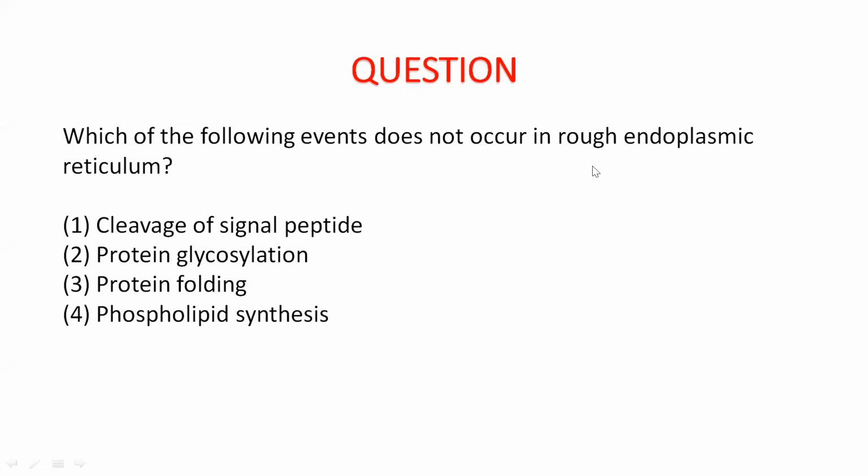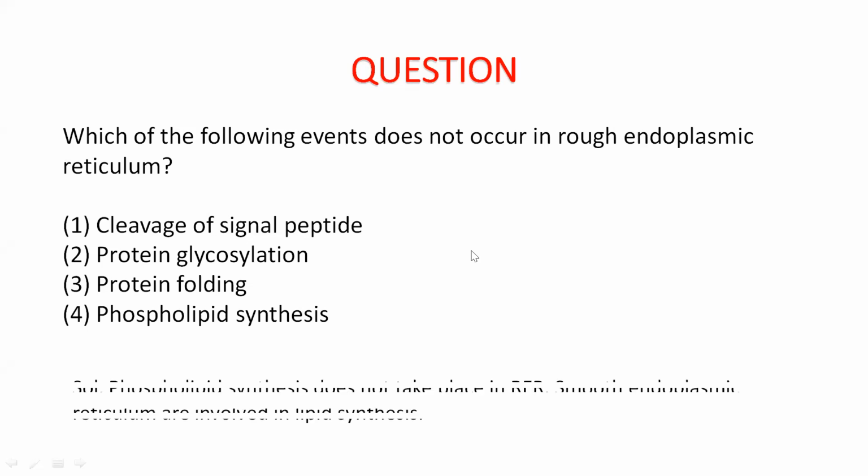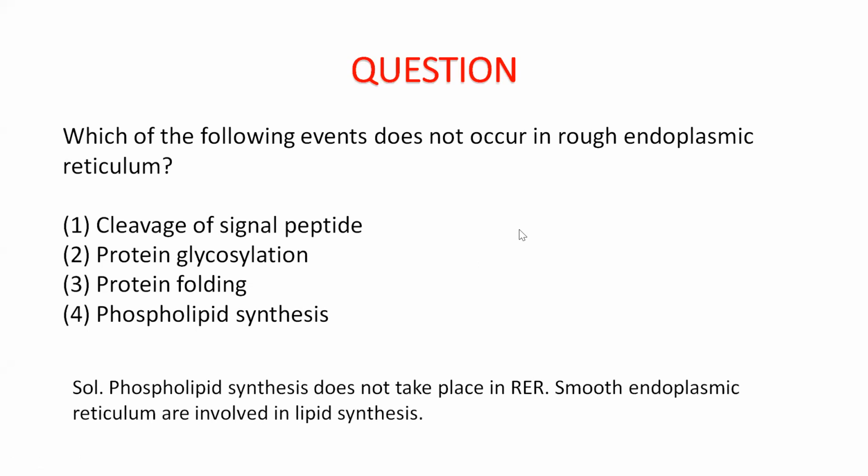Phospholipid synthesis, the last one. So phospholipid synthesis does not take place in rough endoplasmic reticulum. Okay, because smooth endoplasmic reticulum is involved in lipid synthesis. Okay, so this signal peptide cleavage sometimes takes place in endoplasmic reticulum, sometimes it takes place in Golgi apparatus. Okay.